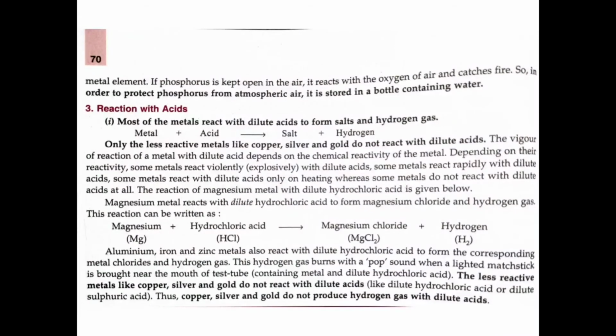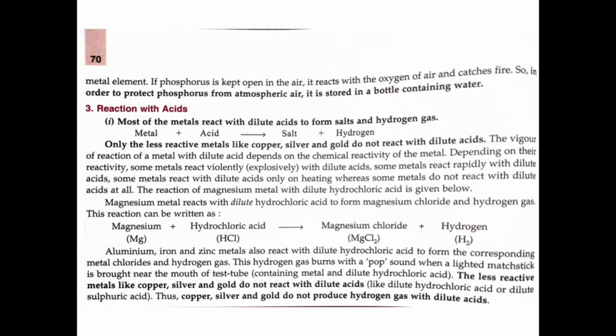So it is not telling all the metals. Most of the metals react with dilute acids to form salt and hydrogen gas. So metal plus acid gives salt and hydrogen. Only the less reactive metals like copper, silver and gold do not react with dilute acid.